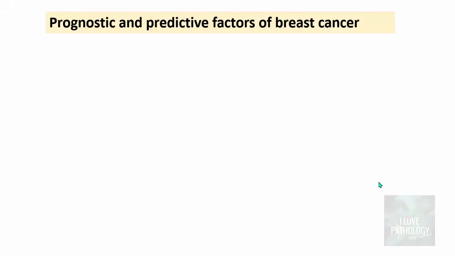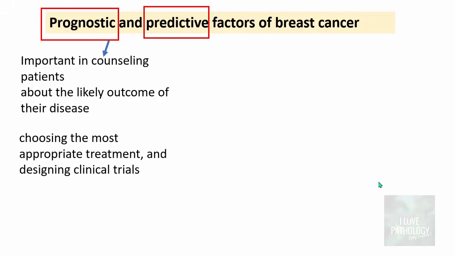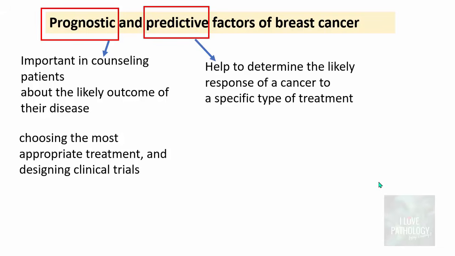Now, after knowing how they spread, let us see what are the prognostic and predictive factors of breast cancers. Now, there are two terms, prognostic and predictive. What do these two terms mean? Prognostic means they are important in counseling patients about the likely outcome of their disease, how to choose the most appropriate treatment, how to design the clinical trials and all those things. Whereas predictive factors help to determine the likely response of a cancer to a specific type of treatment.